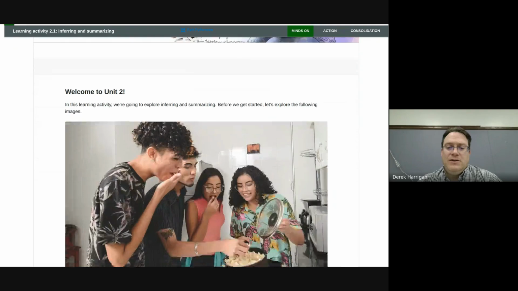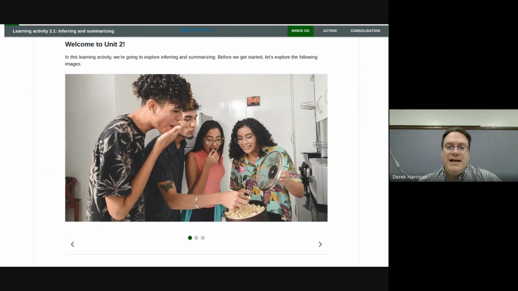And so if we take a look, it starts with inferring and summarizing, and they're going to show you photos, and they're going to ask you to practice inferring. So when you look at this photo, what can you infer? What can you guess is happening? And what can we say and kind of guess about the people in the photo? So an inference or inferring means to essentially make an educated guess, to look at a photo or to read something and then to make a good guess about what's going on.